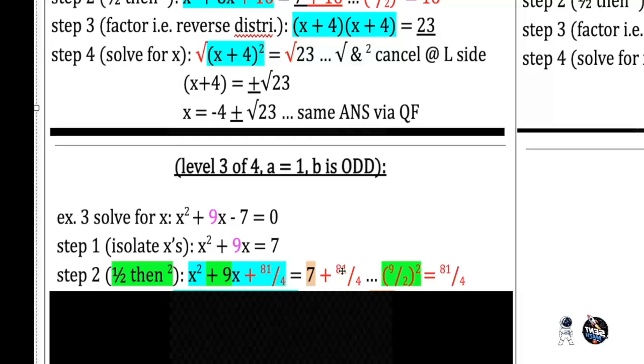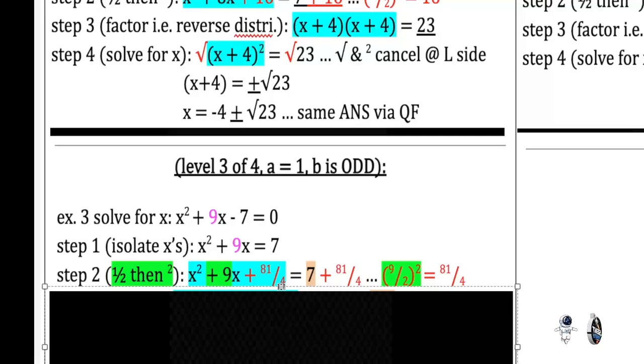Okay? So again, we take this 9 over here, half it, and we get 9 over 2. Square top and bottom, we get 81 over 4, which is what we add on the left side. And we also have to add 81 over 4 on the right side. Okay, next step is using Algebra 1 techniques to combine these.